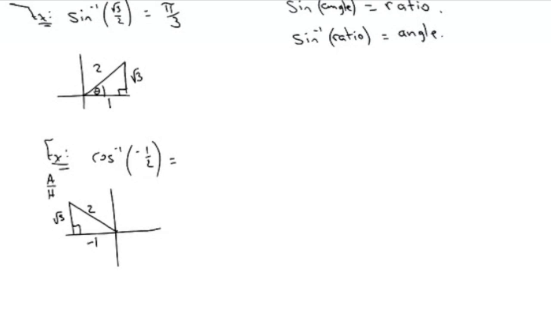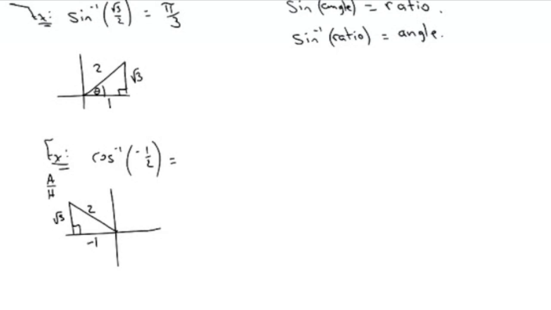For sine, it was the first and fourth. If it was negative, it would have to be in the fourth quadrant. All students say calculus: sine is negative in the fourth quadrant. All right, so we get negative 1 over 2. The other side is the square root of 3.